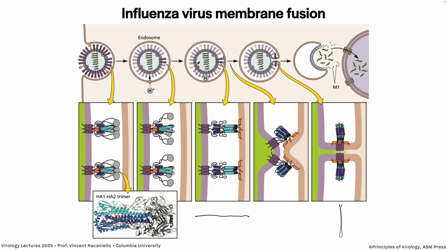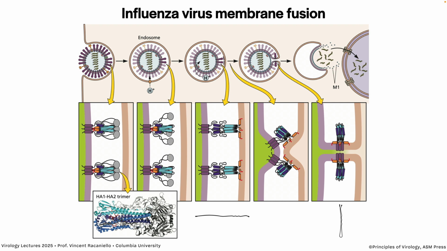So the alpha helices begin to reform. They've been extended. They begin to reform here. That pulls the membranes together, and they fuse. But now they're in the native conformation, the hairpin conformation. They've reached their happy energy level. And in so doing, they brought the two membranes really close together.